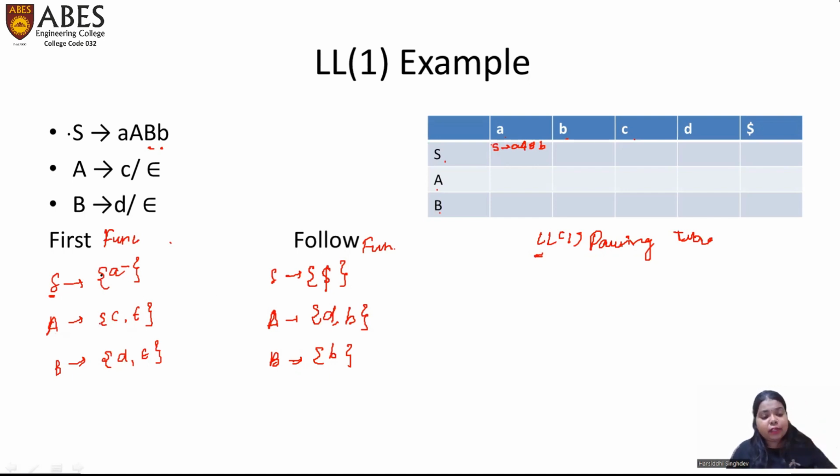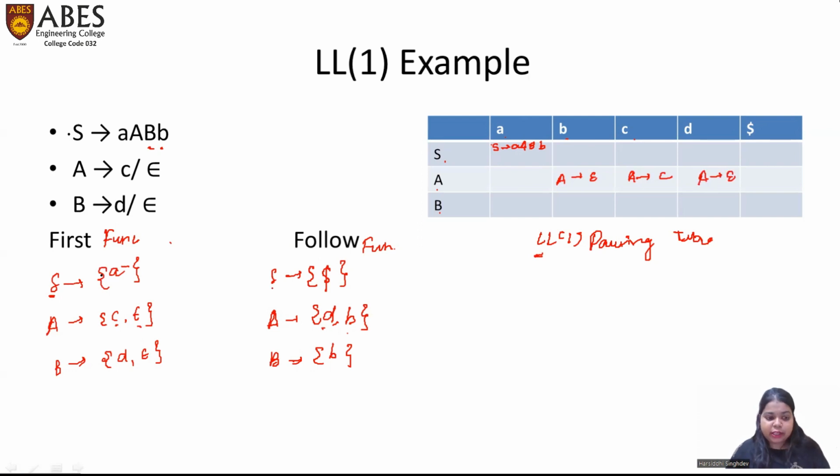For examining the epsilon production, we have to check the corresponding follow function. See here, what is the first symbol? Small c. So we can directly write the production A tends to small c in this cell, capital A corresponding to small c. For the epsilon production, we cannot write A tends to epsilon directly. We have to check the follow symbols of A. Here, the follow of A contains small d and capital B's first symbol, small b. So on capital A and small b, we can write A tends to epsilon. On D, we can write A tends to epsilon.